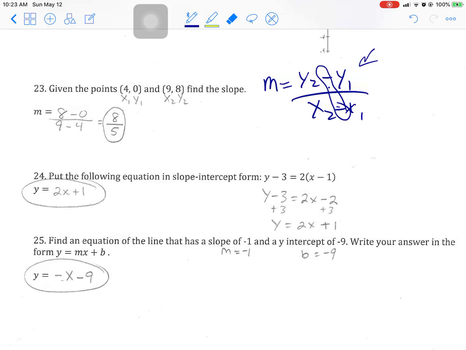24, put the following in slope-intercept form. This is not currently in slope-intercept form. What form is it in? It's in point-slope form.